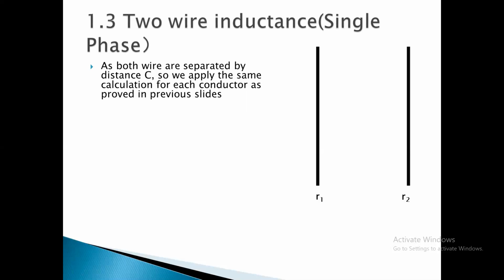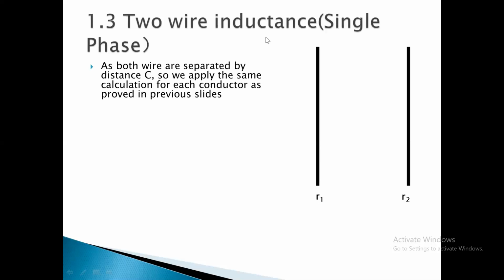So for example, I have two conductors, as you are seeing. I can also record this. It's also recorded. Okay, so there are two conductors. For example, one is here, one is here. R1 is the radius of this conductor. R2 is the radius of this conductor.